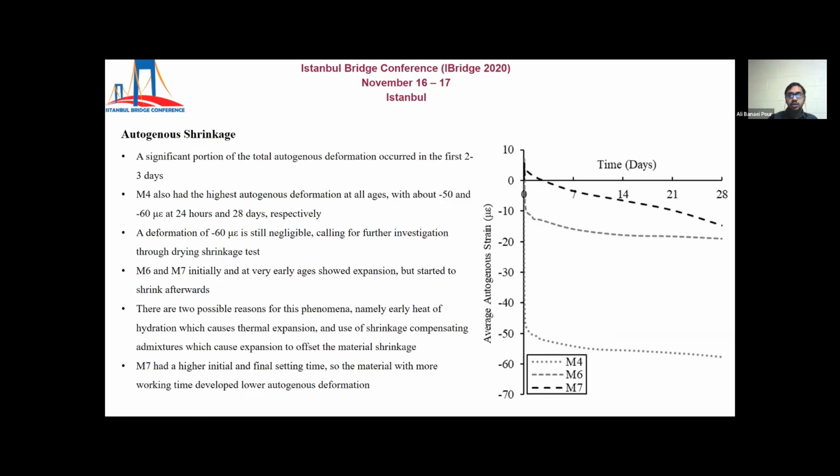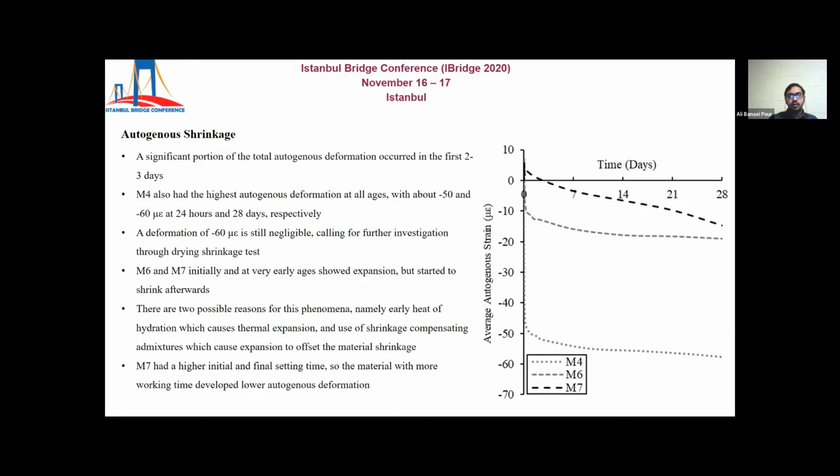M4 had the highest autogenous deformation at all ages, with about -50 and -60 microstrain at 24 hours and 28 days respectively. The deformation of -60 microstrain is still negligible, calling for further investigation through drying shrinkage tests. M6 and M7 initially, at very early ages, showed expansion, but they started to shrink afterwards.